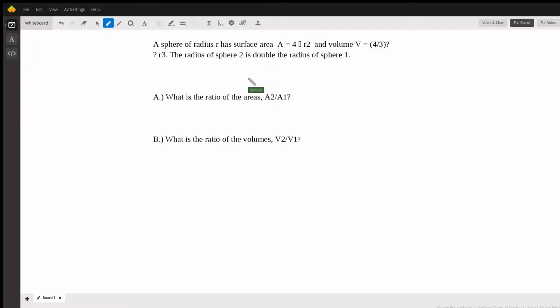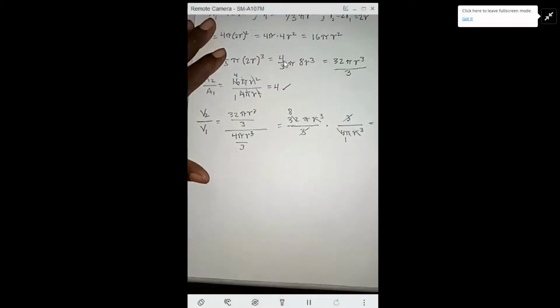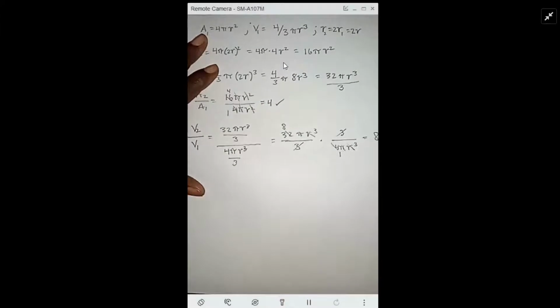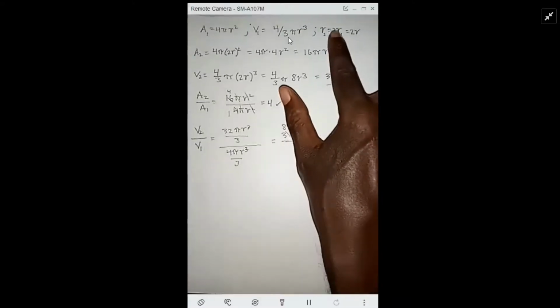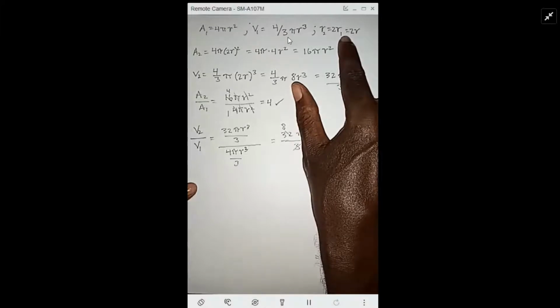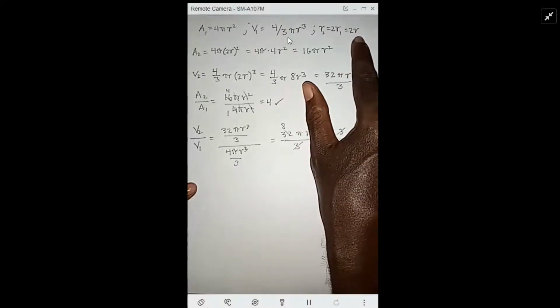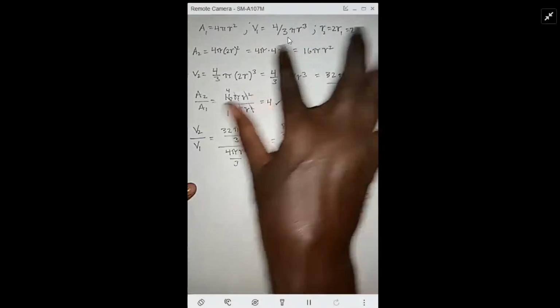It starts with this. We want to find the ratio of A2 over A1, V2 over V1. And I'm pretty sure the reason this problem was given is because it wants you to see the ratios when the radius is doubled. So we're given R2 equals 2R1, which is just 2R. Okay, so we can get rid of that 1. This is just 2R. These 1s and 2s will mess everything up.